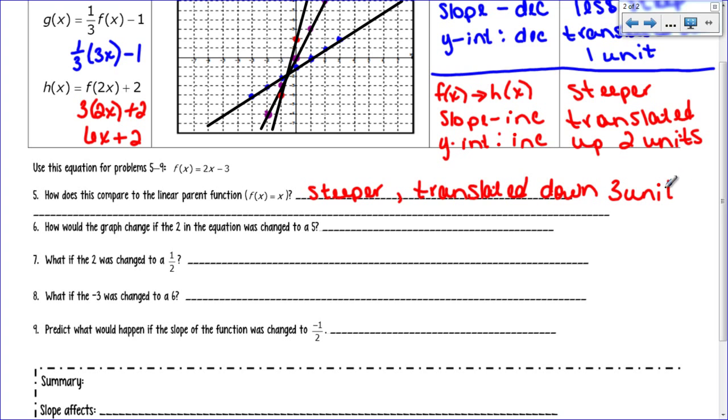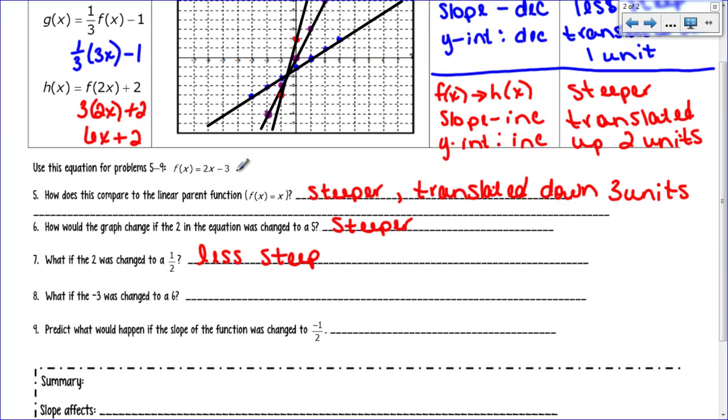So that's how they compare. So now how would the graph change if the 2 in this equation up here was changed to a 5? Well, if I change that 2 to a 5, it becomes 5x minus 3. So I've increased my slope, so it becomes even steeper. And then if I change the 2 to a 1/2, well, now I'm decreasing the slope, so this becomes less steep.